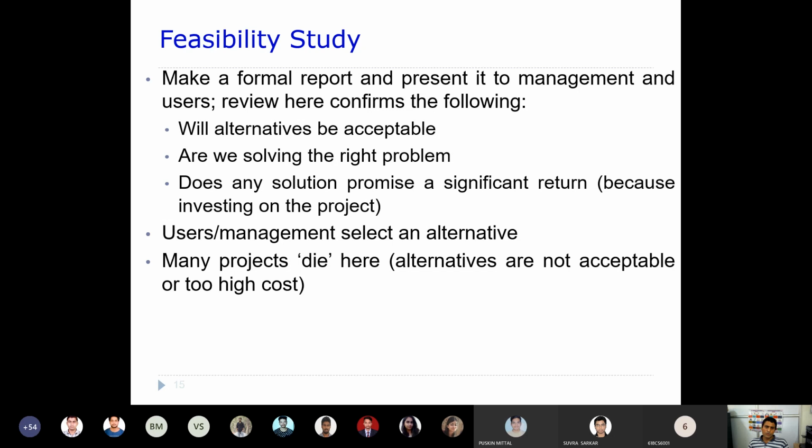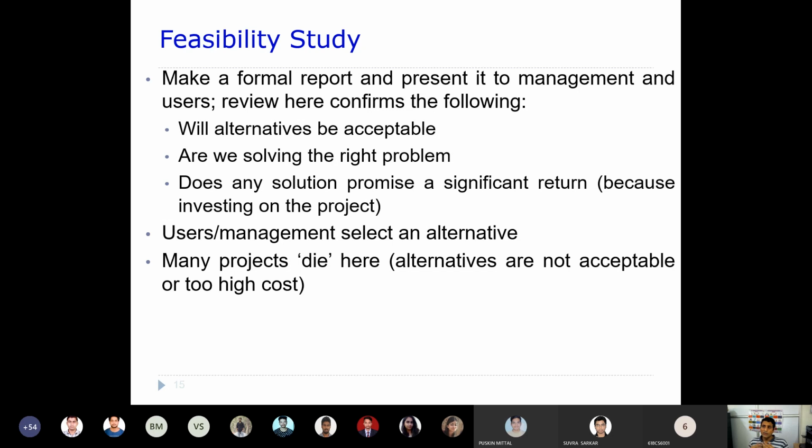So in terms of some questions that you can see: will alternatives be acceptable, whether that alternative is acceptable for them or not, whether what we are going to solve is the right problem or not. And does any solution promise a significant return on the investment, because management is ultimately going to invest money on that particular project, right? Whether they are going to get a significant return on that investment.